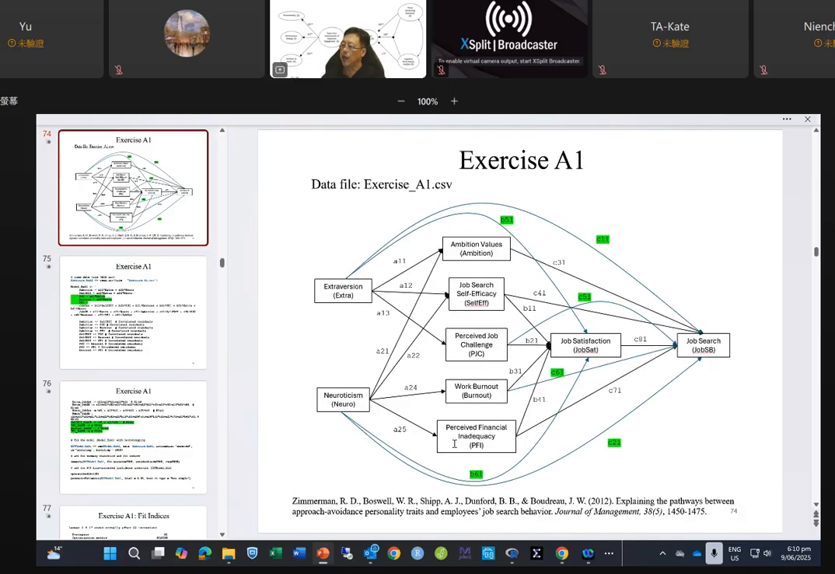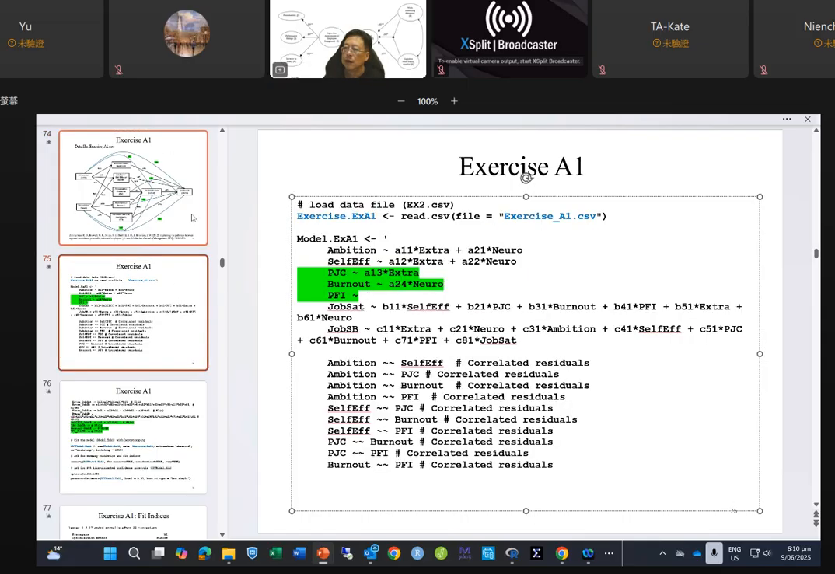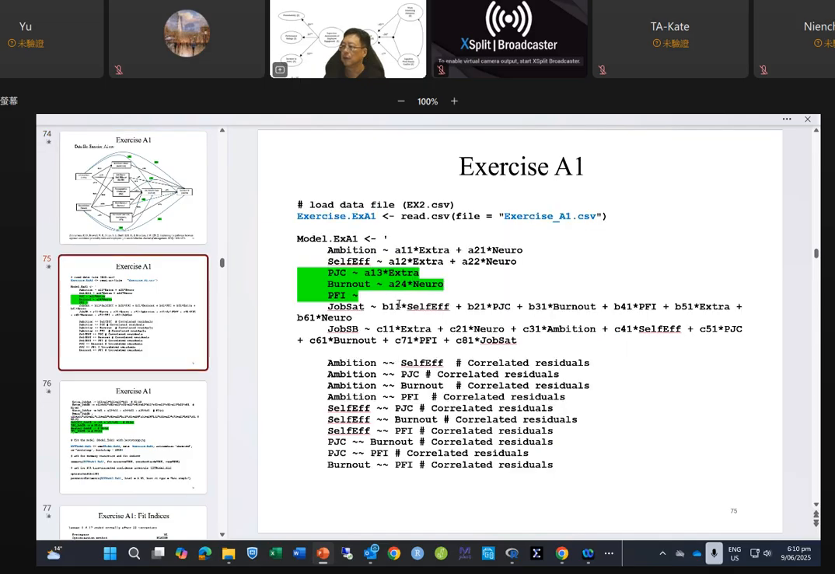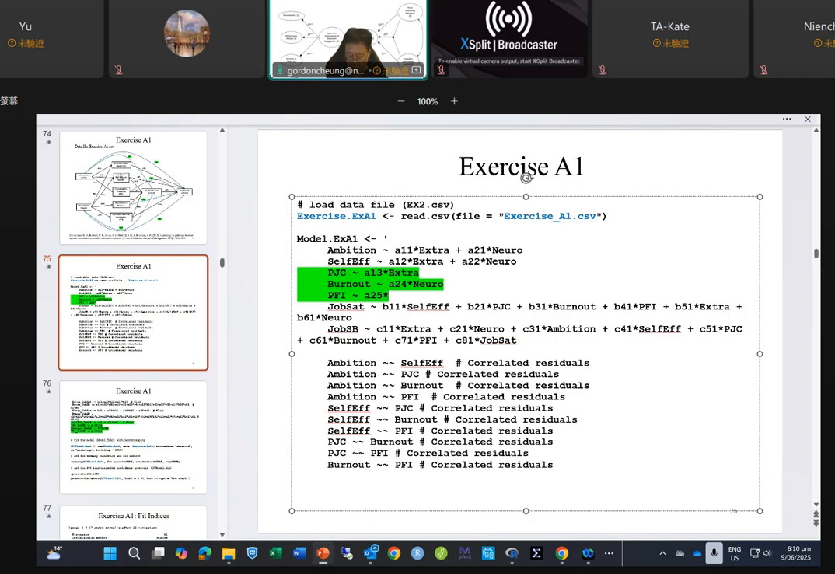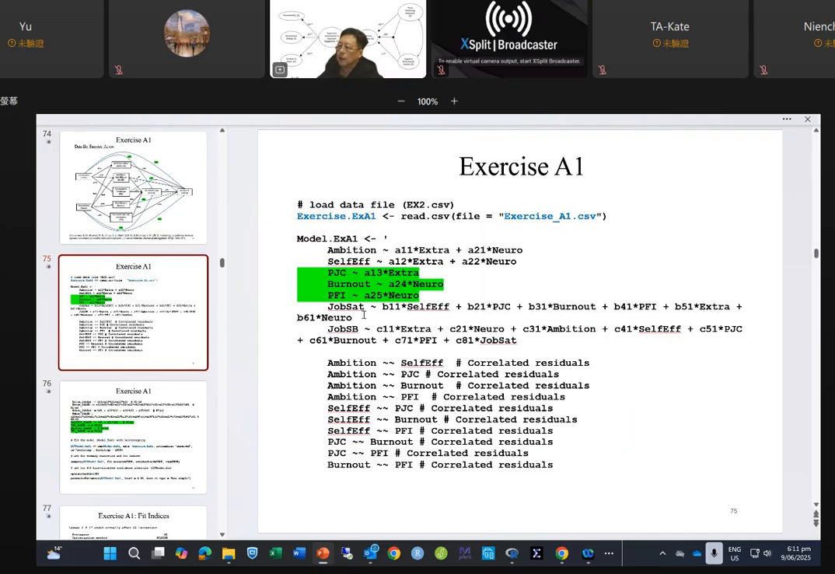Finally, PFI only has one arrow going in, so it is neural, A25. A25 times neural. Okay, so I have finished the first part, these five, extra and neural. The next one is a little bit complicated.